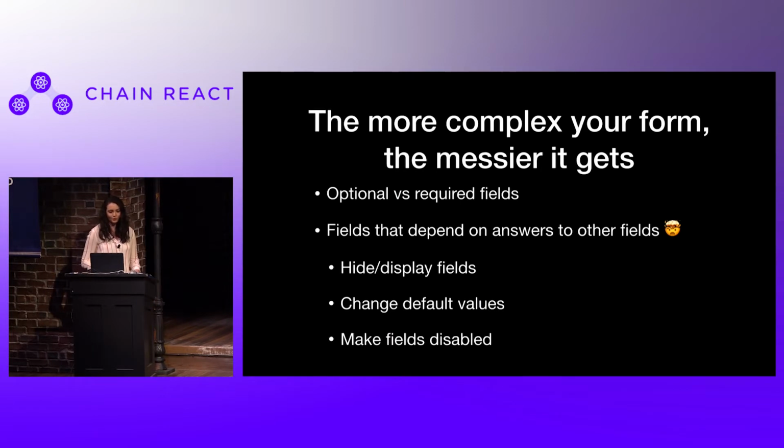So, like I said, the more complex your form gets, the messier it is. When you've got to deal with optional versus required fields, fields that depend on other fields. In some of our products, we have fields that hide or display depending on answers to 1 or more fields, and then we've got answers that can have a default value. So if you selected this, and then you typed this, and then you select this other thing, then the default value is going to be this. And then some fields have to be disabled based on other fields. It gets really, really complex.